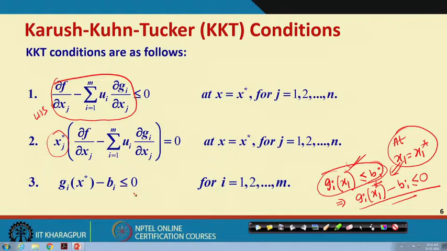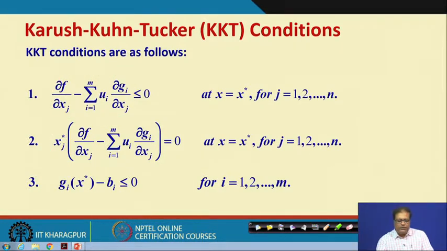So, you can understand that although they look rather big, really speaking the conditions are very simple. In fact, the first one is nothing but the differentiation should be less than or equal to 0. The second condition is that either the LHS of the first condition becomes 0, that means del f del x j equals this term, or the corresponding x variable should be 0. And the third one is nothing but the constraints themselves, right. So, we have seen those first three conditions.